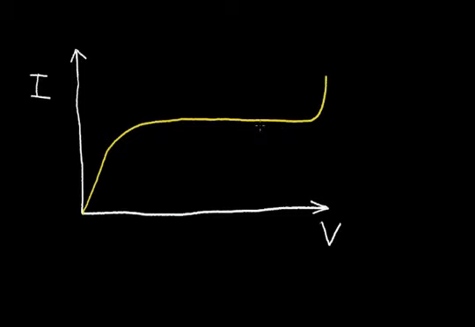What I want to do in this video is relate this current in the MOSFET versus the voltage drain to source in the MOSFET. I want to relate this curve to what is going on in the channel region of the MOSFET. And by doing that, you'll get a very good understanding of how the MOSFET transistor works.